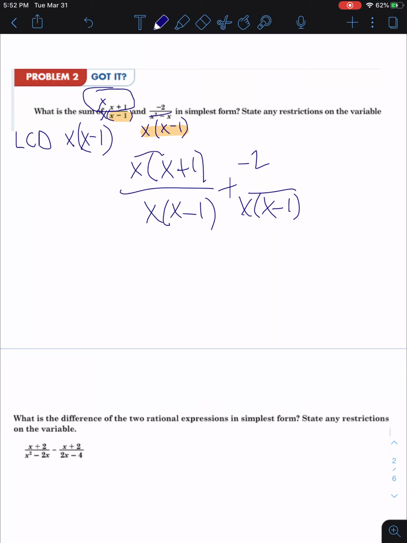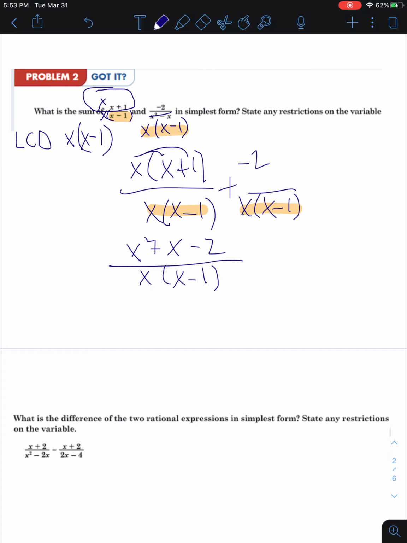So I'll distribute this x, which would give me x squared plus x, plus the negative 2, which would be minus 2, and that's all together over, hey, these guys are the same, so we're putting them together over the same denominator, x times x minus 1.